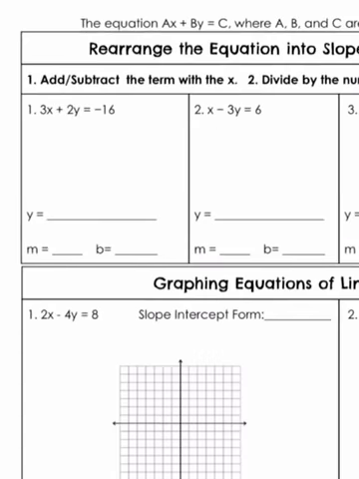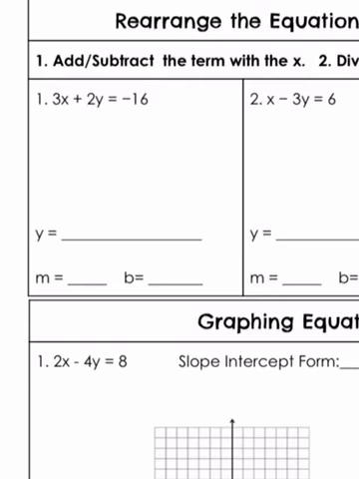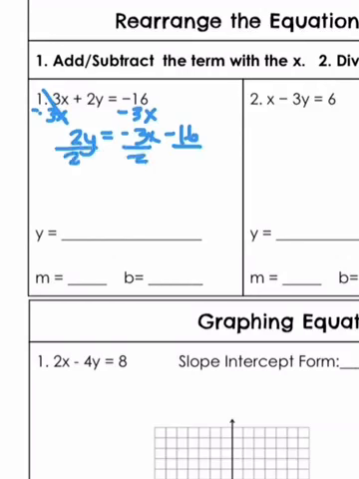So let's look at the first one. We want to get the y by itself. So the first thing that we're going to need to do is move the 3x to the other side. So we're going to subtract 3x on both sides, bring down the 2y equals negative 3x minus 16. And then we need to divide by 2 so that the y is by itself. All three parts are divided by 2.